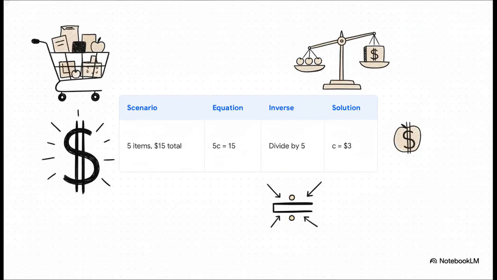Let's dive into a real-world scenario to make this super concrete. Picture this. You're at the store buying 5 items, and your total bill comes out to $15. We can write this totally normal everyday scenario as an algebra equation. 5c equals 15, where c represents the cost of one single item. Now, because it's 5 multiplied by c, our inverse operation is to divide both sides by 5. So $15 divided by 5 gives us a solution of c equals $3 per item. Being aware of our units here, dollars and items, really helps us see how algebra is constantly working in the background of our everyday lives.